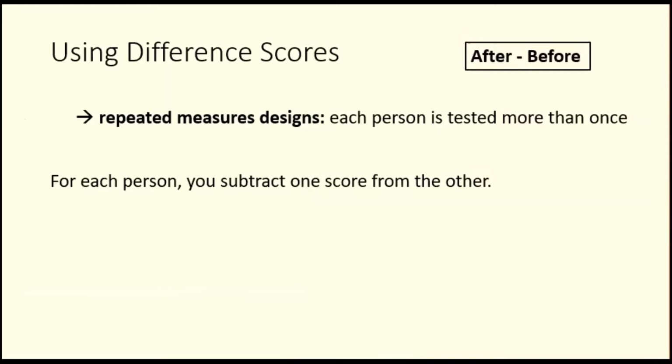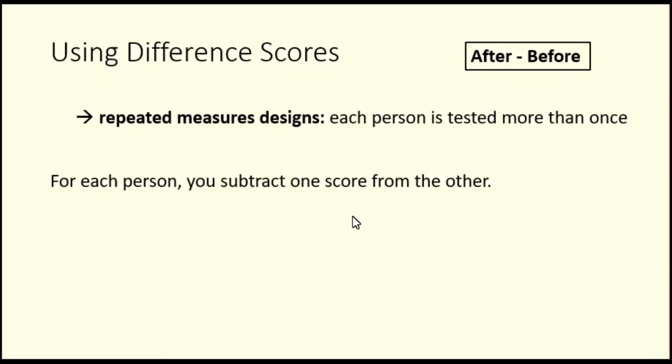When we're using these different scores, we're talking about this kind of repeated measures design, where each person is tested more than once on the same measure. And for each person in this case, we're going to subtract one score from the other. And specifically, we're going to subtract the before score from the after score. So we want to make sure that we have those in the correct order, or it's going to wind up changing our sign, and we don't want to do that.